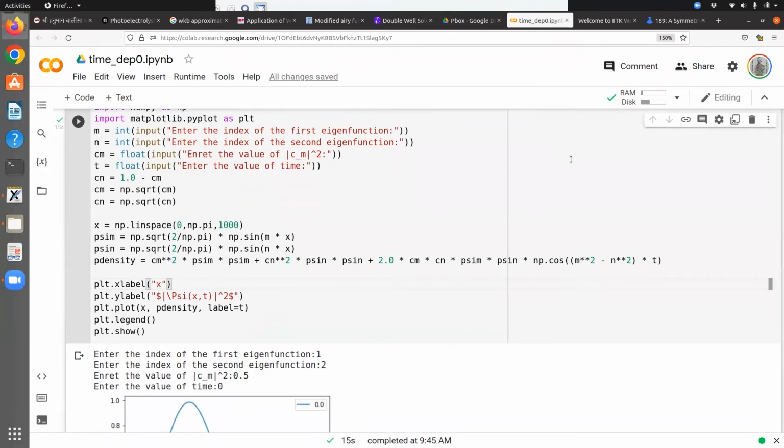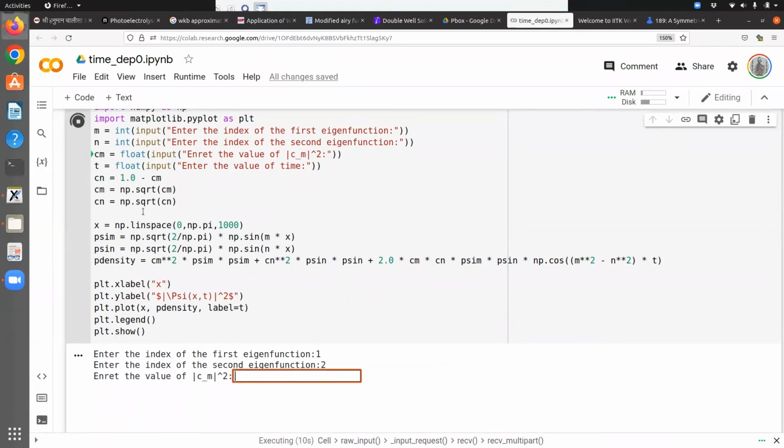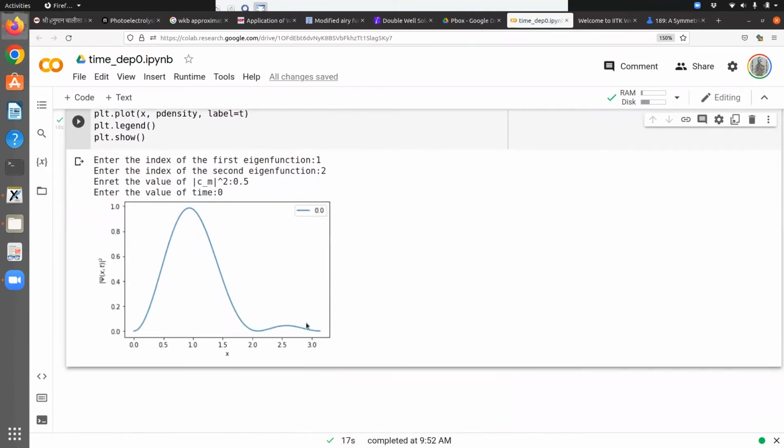Let us run the code to get the probability density at various times. So we use the ground state and the first excited state, and Cm square is equal to 0.5. At time t equal to 0, this is how the probability density looks like. You see that there is a large peak in the left hand side of the box.